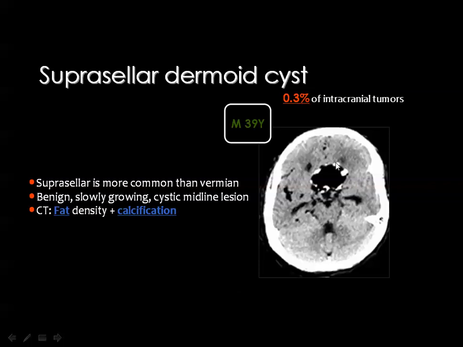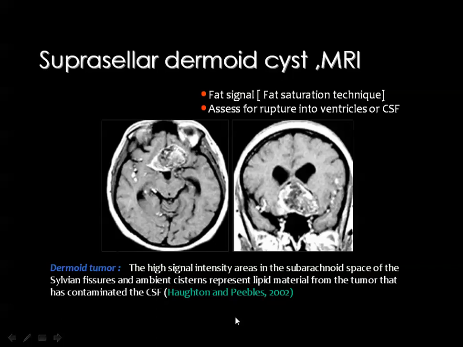Then this is a suprasellar lesion which is containing fat and calcium, and I have said also whenever you are diagnosing an intracranial dermoid cyst, you should look in the subarachnoid space for leakage of fat globules. The detection of these fat globules is better by MRI because of the difference in signal between CSF and fat, but in the CT scan the main advantage is the detection of calcium inside the wall of the lesion.